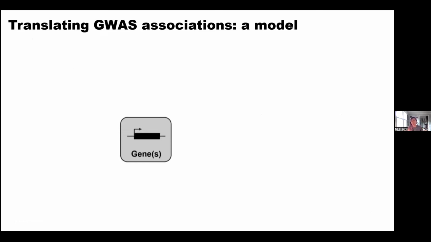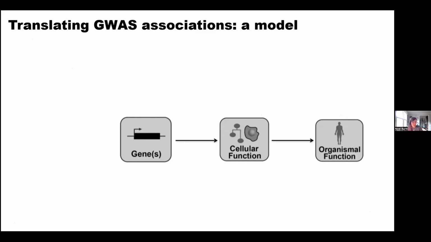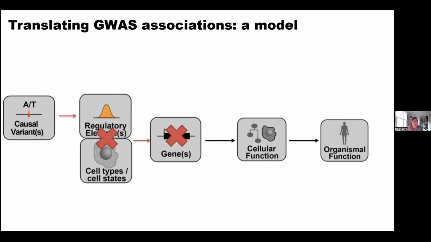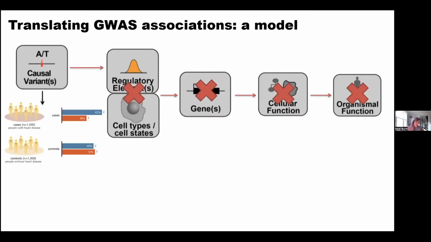So this assumes a model. Everything that this resource does assumes a model starting with genome-wide association, statistical association. And the assumption is genes contribute to cellular function, contribute to organismal function, right? The idea being that those are regulated by regulatory elements in cell types and states. The idea is if you change something in the cell type or the state with a variant, that could thereby impact the cellular function and the organismal function. So that's the model that underlies the entire resource that we've built here.